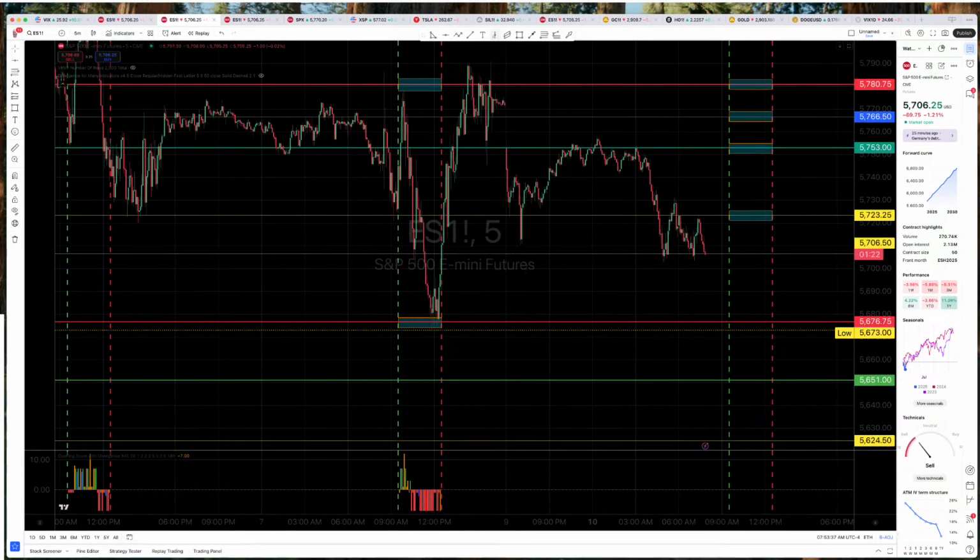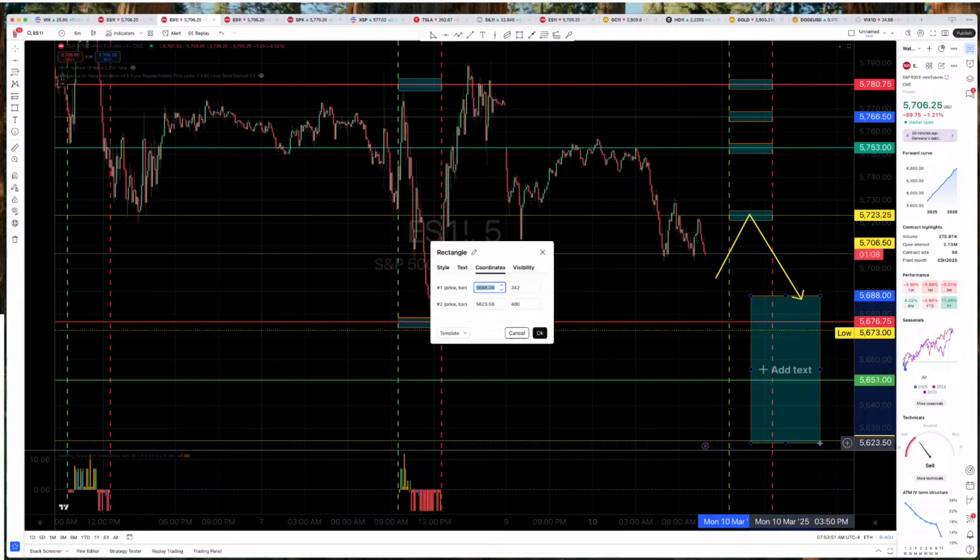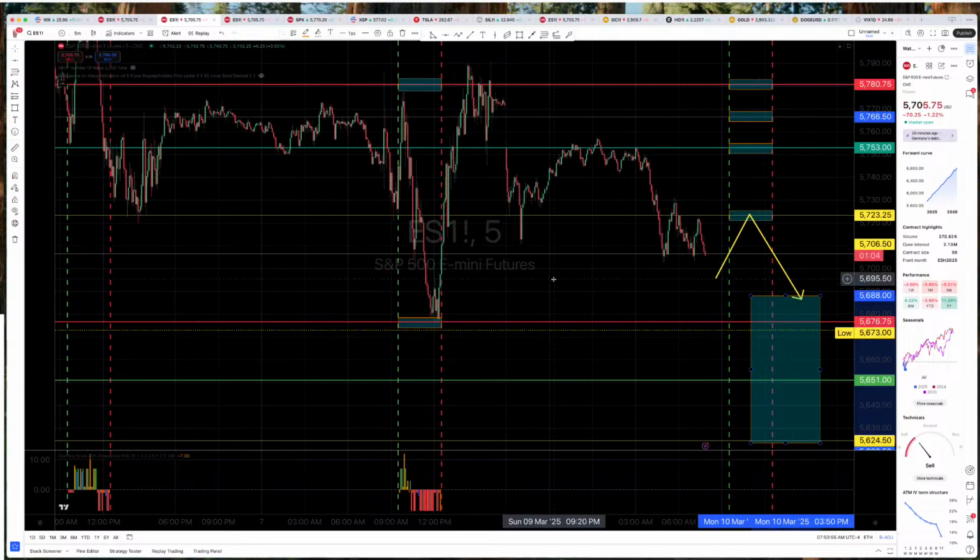What we're looking for, an entry event, is something like this. Move up into a node, expecting a reversal, and then we'll take an out of the money fly down here somewhere, something like that, and then have price move into our fly.